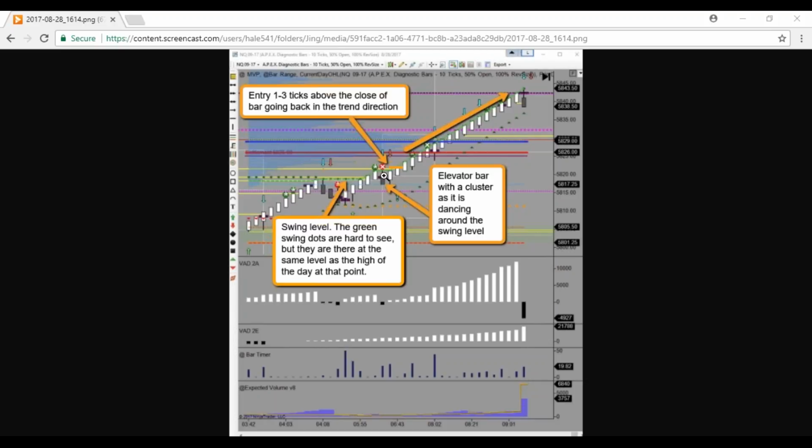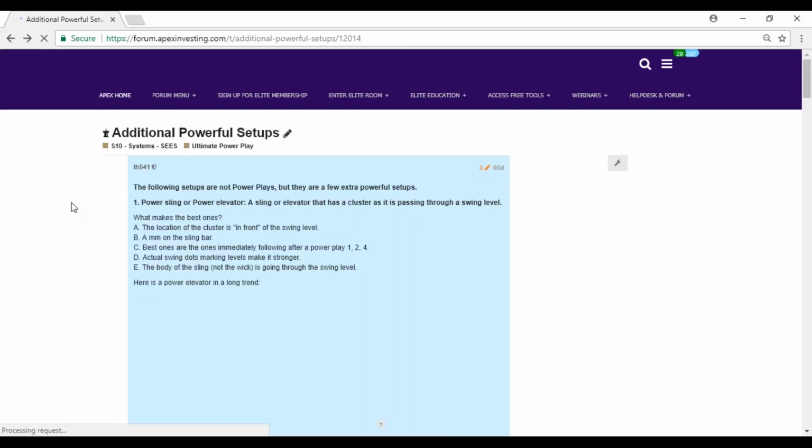Chip says, and it has to break back through the prior swing level for the power elevator. Yes. See, like right here, this is the swing level, okay? This bar closed back down below the swing level, had a cluster right there, then this bar closed up, therefore breaking that swing level and breaking past that cluster, and then you enter 1 to 3 ticks above it. Okay, great. All right.